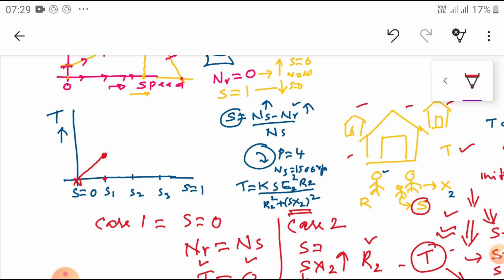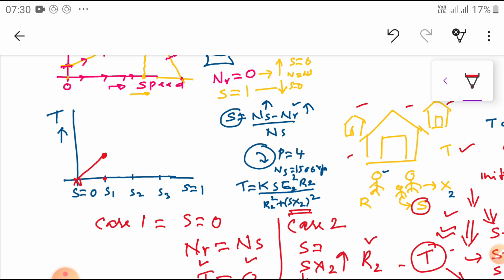In case 2, slip slowly increases by a small value. Then the product S into X2 becomes very low compared to R2, and the S X2 value is neglected and substituted in the torque equation. We get T directly proportional to S by R. If R is a constant value, then T is directly proportional to the slip. Okay, that is linearly increasing from S equal to 0 to S equal to S1.